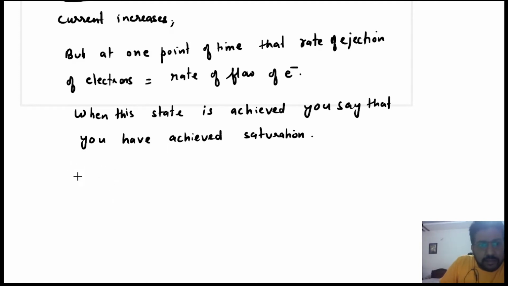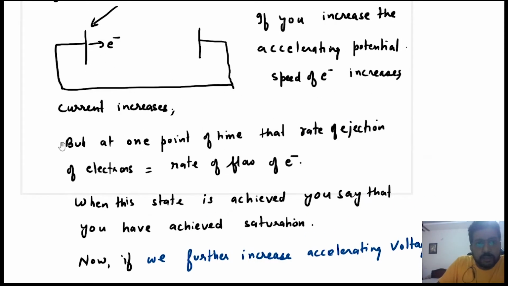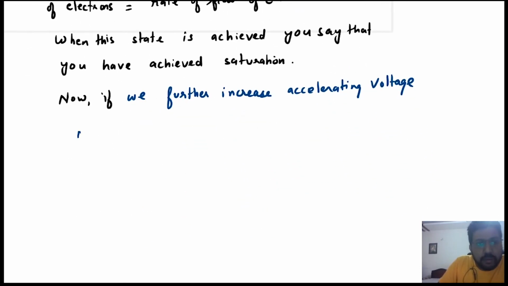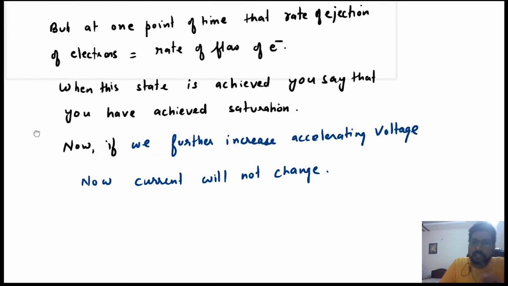Now if we further increase the accelerating voltage, what will happen? Now the current will not change. Although the speed of electrons is increasing, still the current will not change.